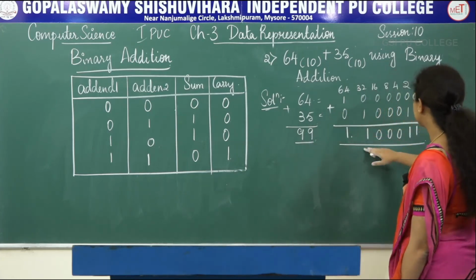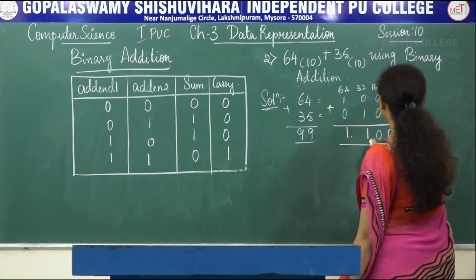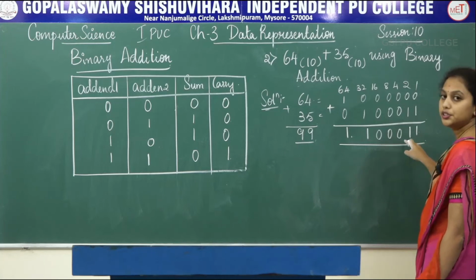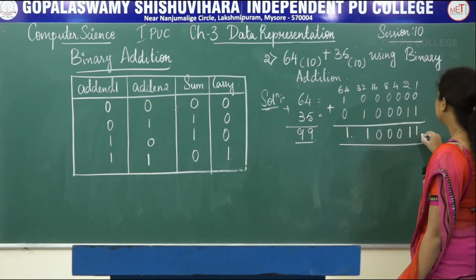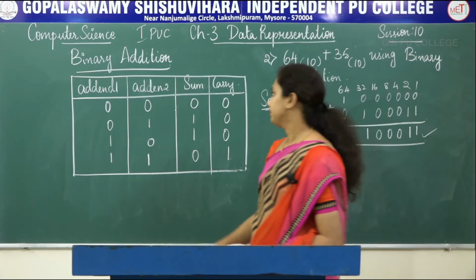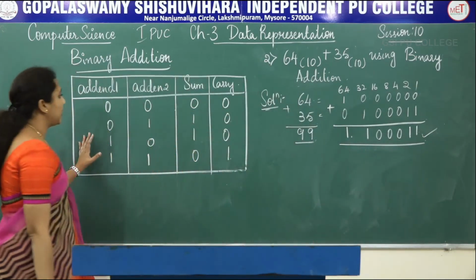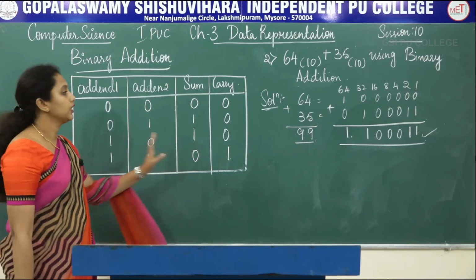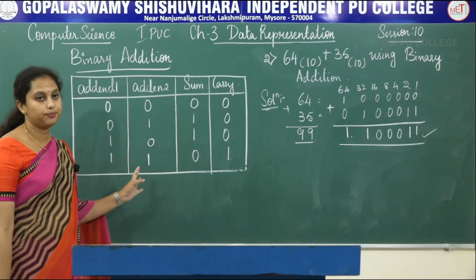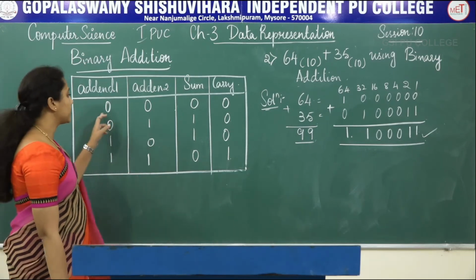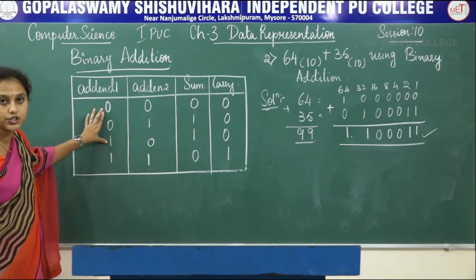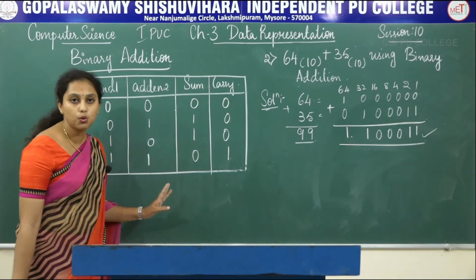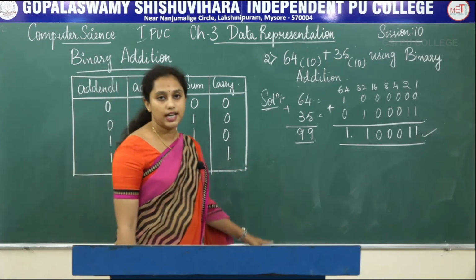Now check whether it is correct or not. 64 plus 32 becomes 96. 96 plus 3 becomes 99. So the answer is correct. So these are our basic rules for binary addition. If you know this, you can easily do the binary addition. You know all these conditions, but in this case, you have to remember 1 plus 1 does not become 2. It is 0, 1 carry.